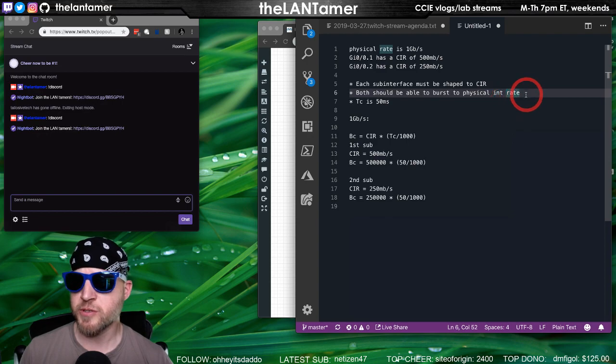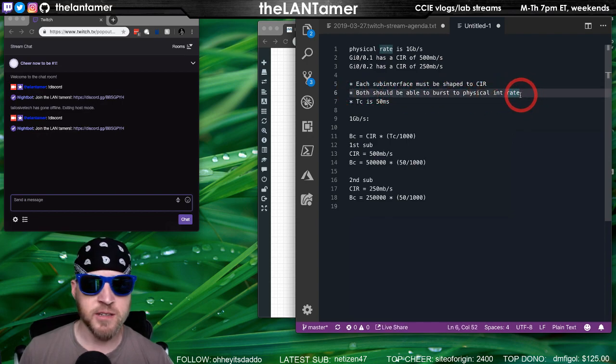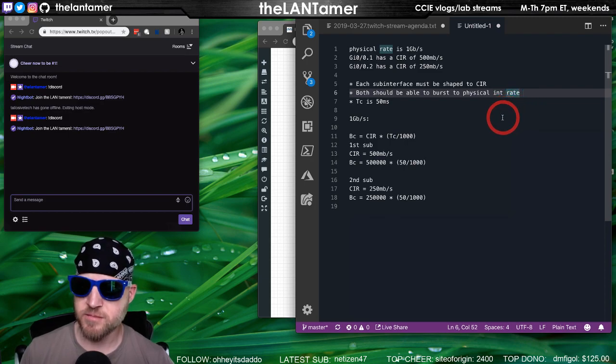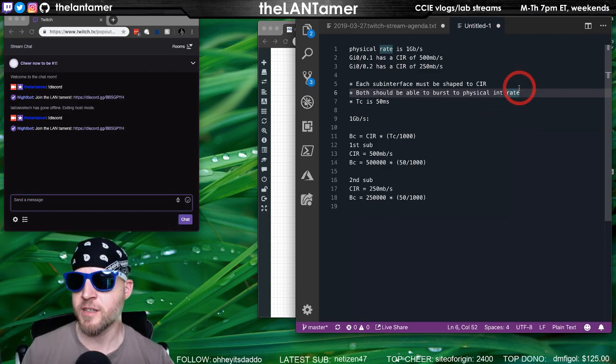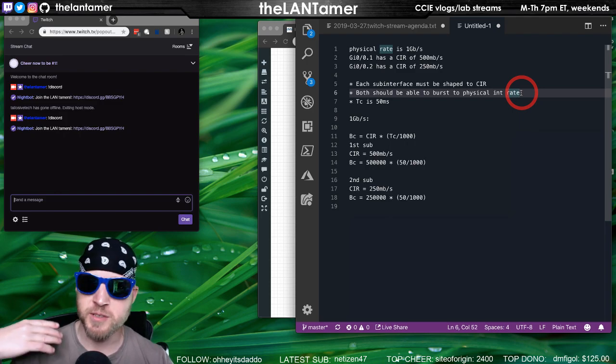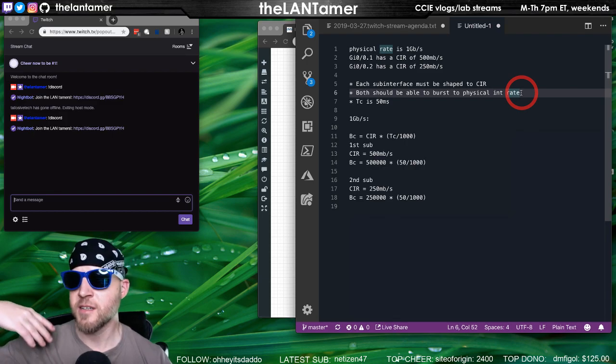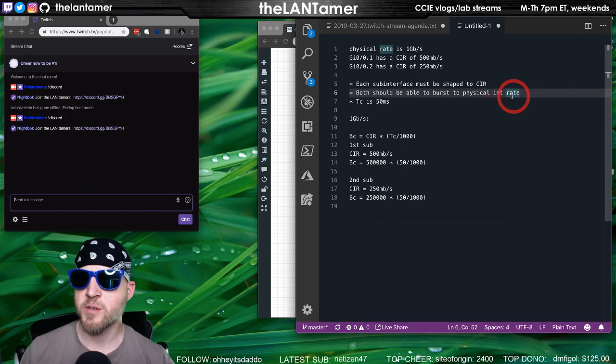Because when the router transmits data onto the line or the physical interface, it's not going to slowly trickle out the data. It is always going to burst and transmit at the maximum speed. Well, what this means, burst to the physical interface rate, is that within 1 TC, we could theoretically burst up to 1 gigabit of data.